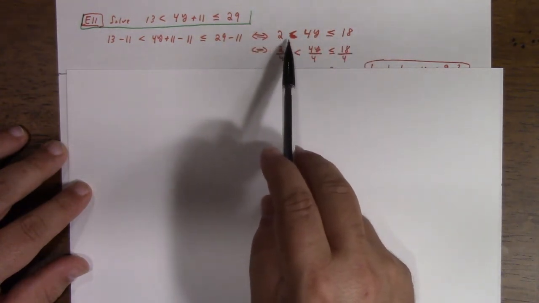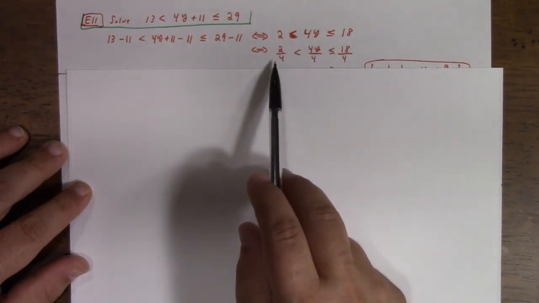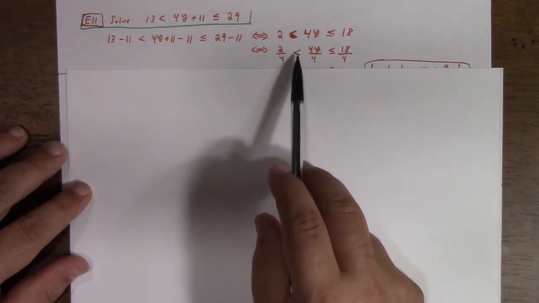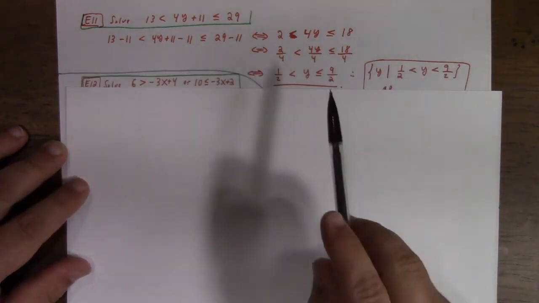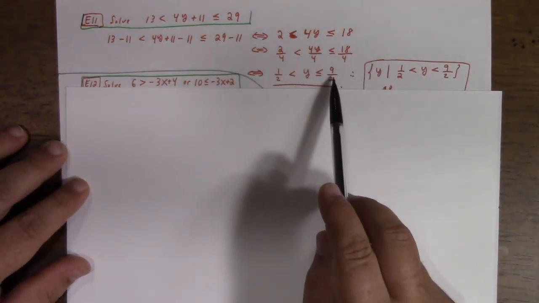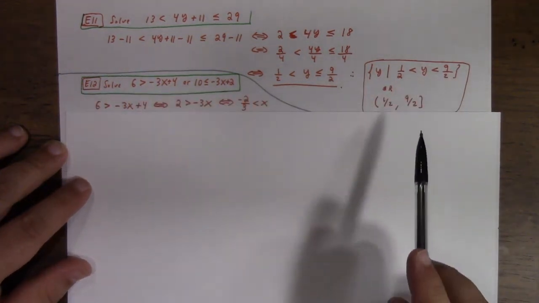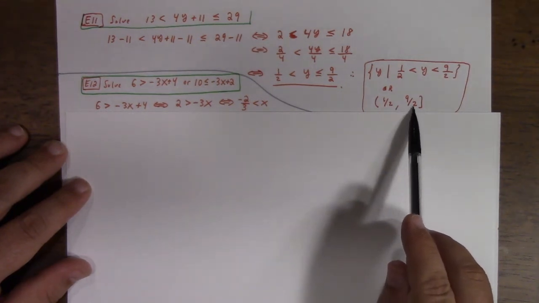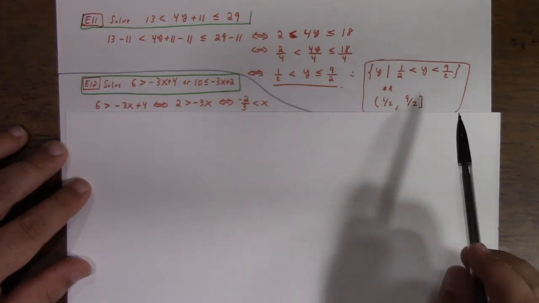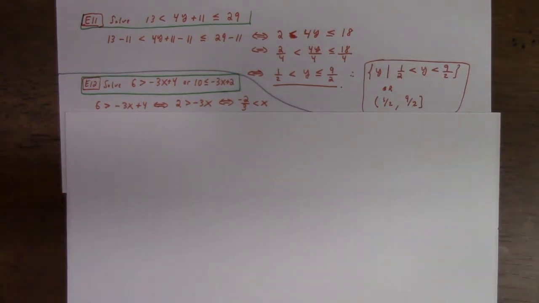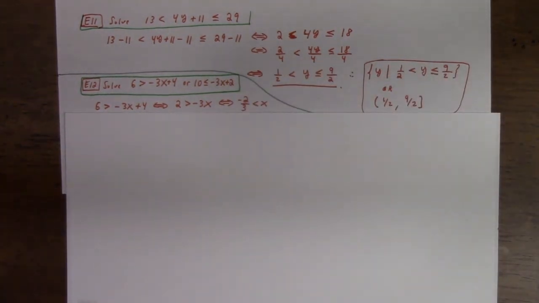But then to get y in the middle like I'd like, I just divide by 4. Notice 4 is positive, so it doesn't change the order of the inequalities. I just get 2/4 less than or equal to y less than or equal to 18 over 4, which is also known as 1/2 less than y less than or equal to 9/2. So we could write it like that in set builder notation, or in interval notation, we've got 1/2 to 9/2, where 1/2 is excluded, the 9/2 is included. Notice that I have an error right here, because it's less than or equal to.